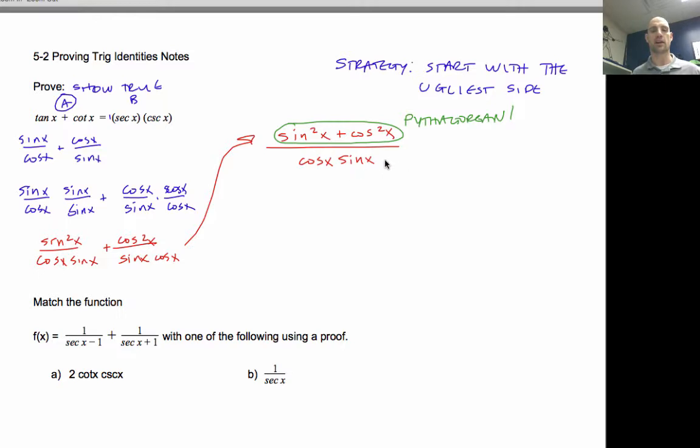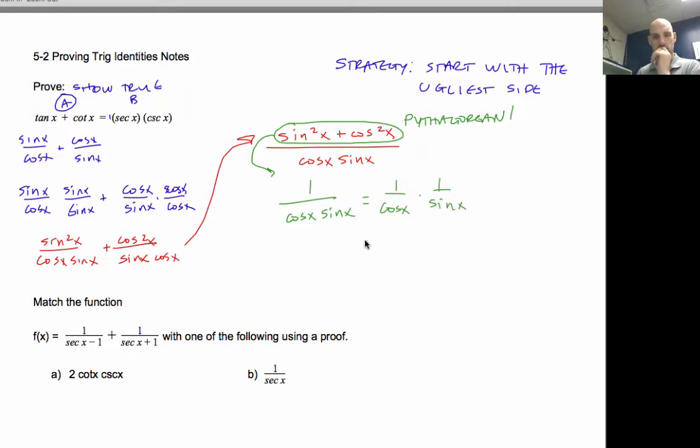Okay, that's the Pythagorean identity. It's equal to 1. So now I have 1 over cosine x times sine x. I'm trying to keep things the same here. Check this out. If I have the 1 on top and 2 things on the bottom, I can split that and make it a multiplication problem. So I can say this is 1 over cosine x times 1 over sine x.